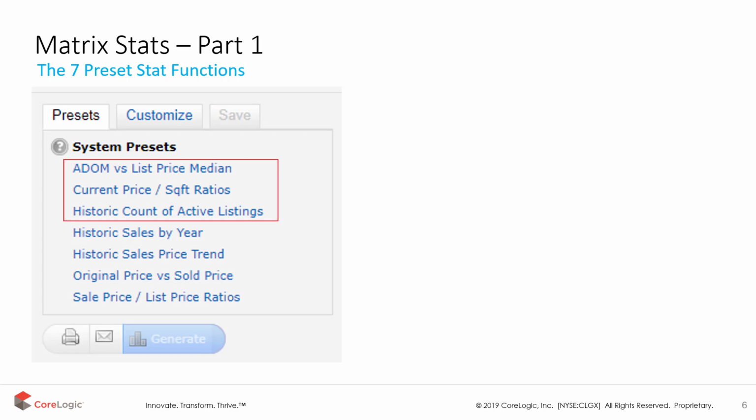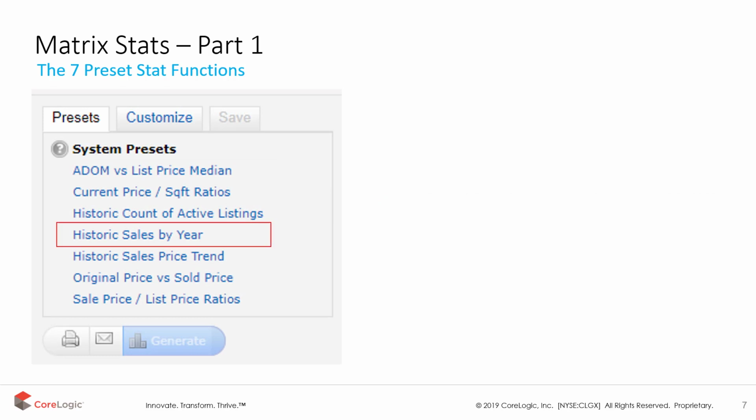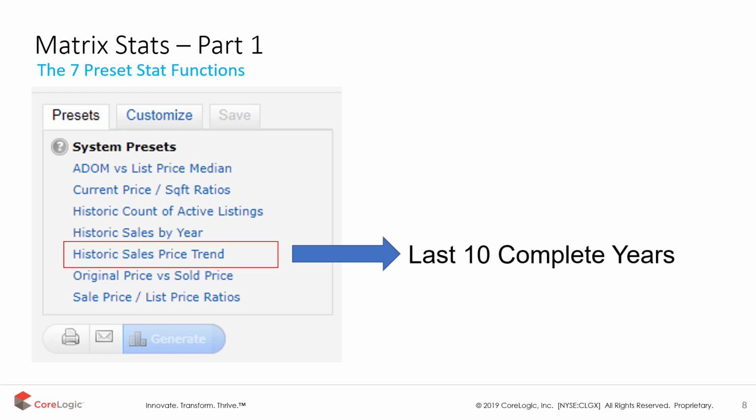So ADOM versus list price median, current price to square foot ratios, and historic count of active listings, those three will regress for the last 5 complete years to the present. The historic sales by year will regress for the last 6 complete years. The historic sales price trend will regress for the last 10 complete years.